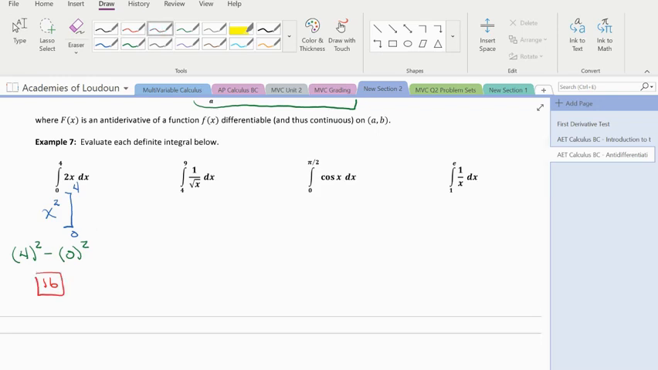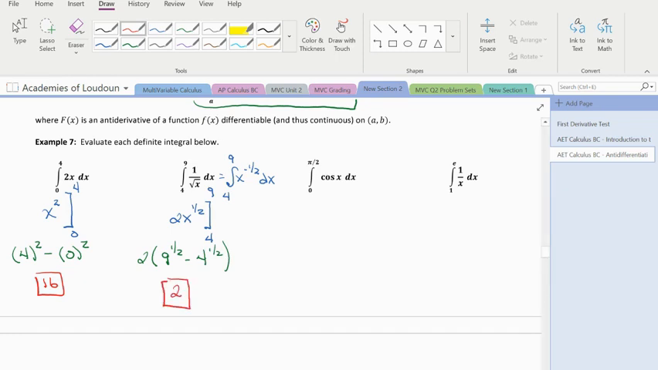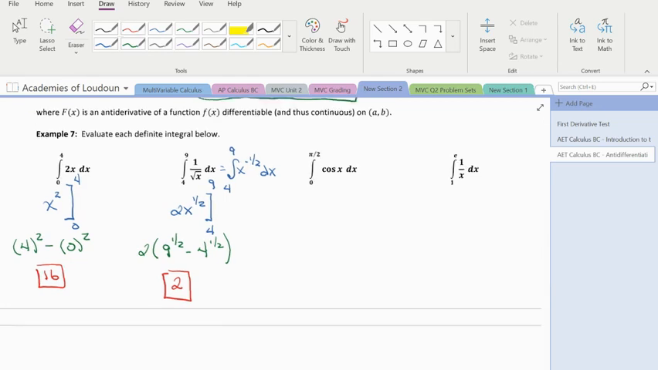So let's go ahead and take a look at the next example. And we're going to rewrite this as the integral from 4 to 9 of x to the negative 1/2 dx. Increase our power by 1 and divide by that number, so 2x to the 1/2, evaluated from 4 to 9. So that becomes 2 times 9 to the 1/2 minus 4 to the 1/2, which gives us then 2. I'll go ahead and have you finish those two as a question at the end of this video.